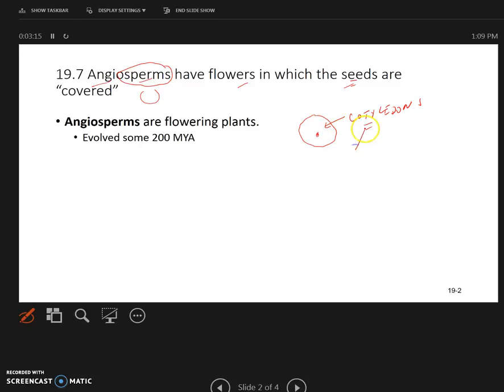The cotyledons, of course, if there are two, then the plant is called a dicot, and if there's one cotyledon, it is called a monocot. Again, what are cotyledons? These are nothing but seed leaves. All right.